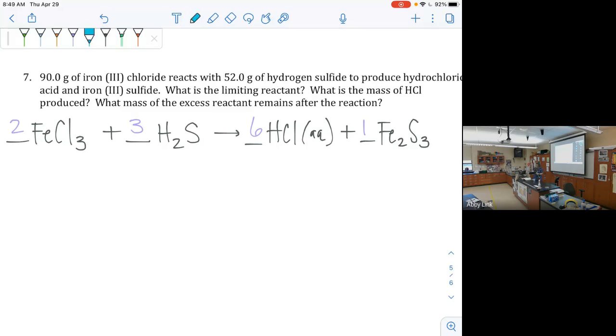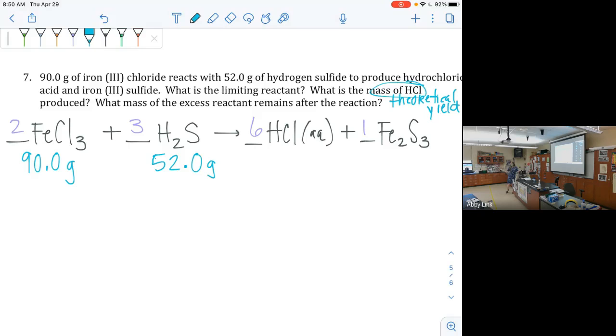It gives us the 90 grams of our iron 3 chloride, and it gives us 52.0 grams of your H2S. Okay. What is the limiting reactant? What is the mass of HCl produced? That sounds like a theoretical yield, right? Mass of a product. What mass of the excess reactant remains after the reaction? I'll tell you right now, guys, this is the most involved type of problem you can get in terms of limiting reactant. I can't ask you anything else.